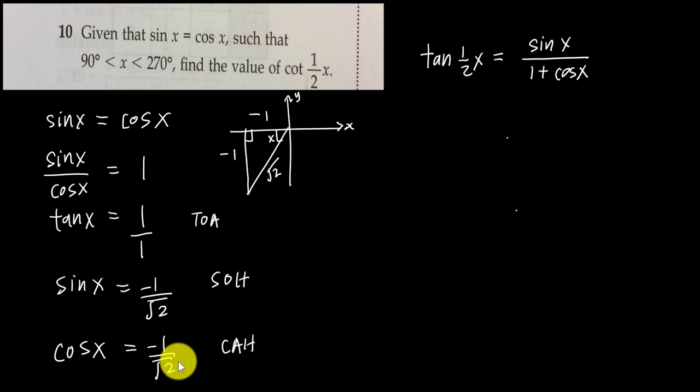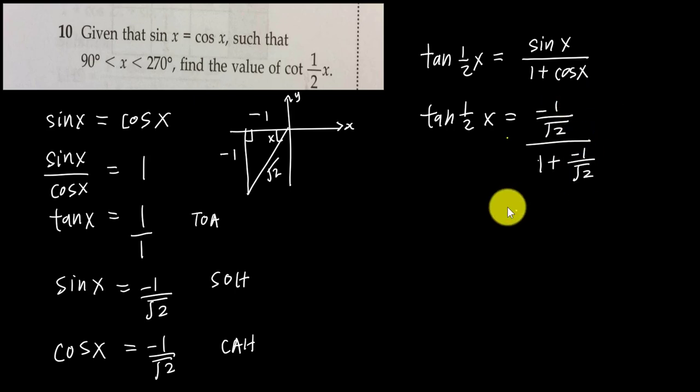After I got both of these, I want to find the tangent half x. So my tangent half x is sine x, which is negative 1 over square root 2, over 1 plus cos x, which is negative 1 over square root 2. We need to solve the fraction here. Let me solve the denominator first. This one is square root 2 over square root 2, so I will say square root 2 minus 1 over square root 2.